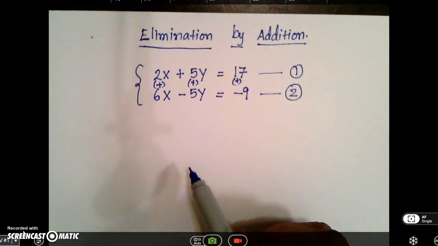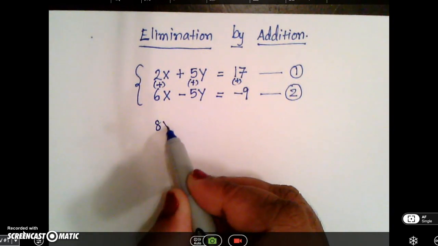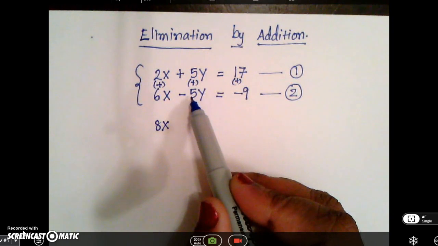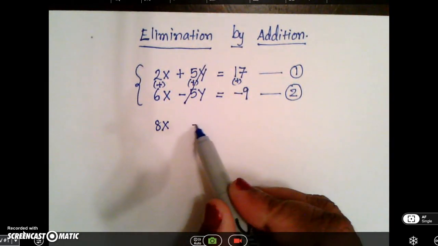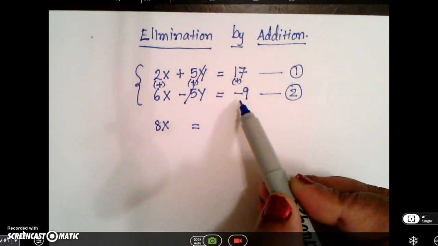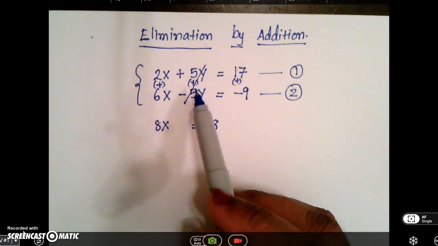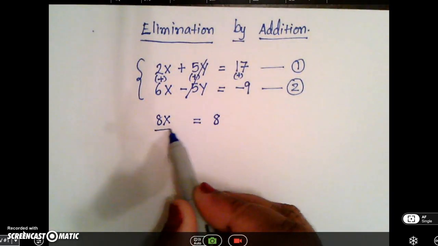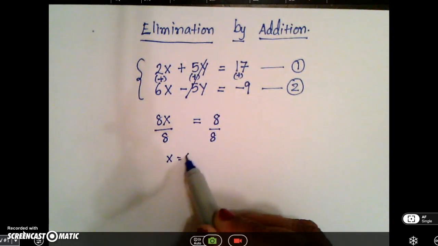I'm adding the two equations. 2x plus 6x is going to give me 8x. Positive 5y plus negative 5y is going to cancel each other out. 17 plus negative 9 is going to give me an 8. As we see, we got rid of one of the variables. We eliminated y. So now I can solve for x. I got x equal to 1.